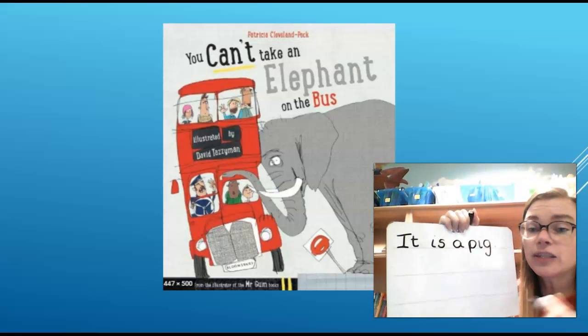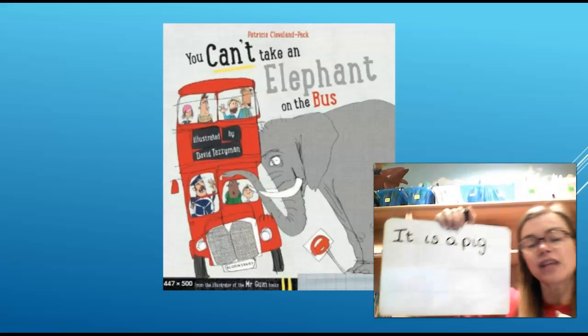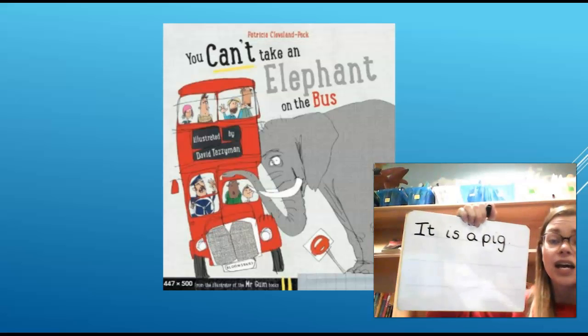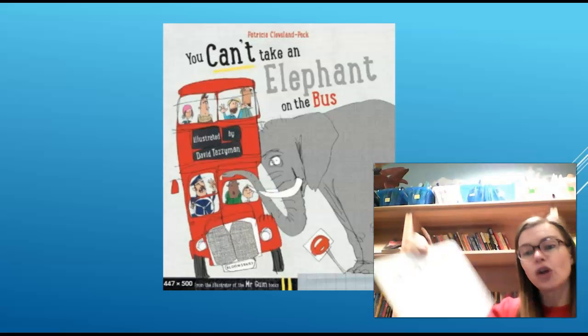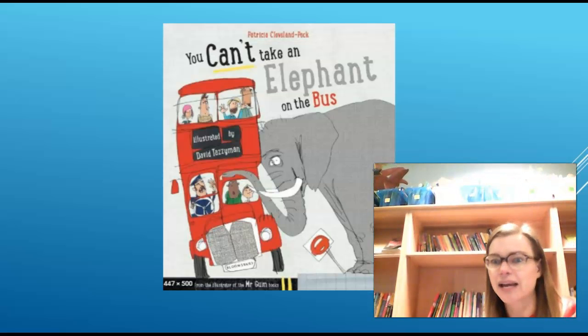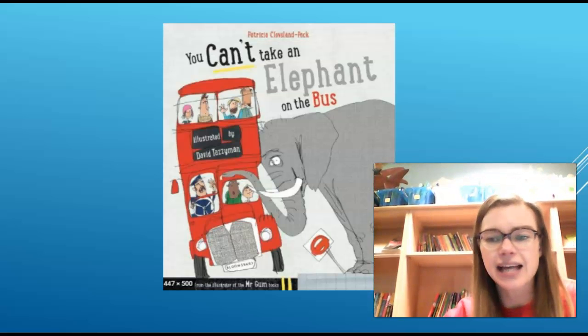Or to make it easier, you could just draw a picture of the animal that comes next. So it's up to you. You either write a sentence to show me which animal you think comes next, or draw a picture of the animal and maybe you could label it so you get a little bit of writing in there too.